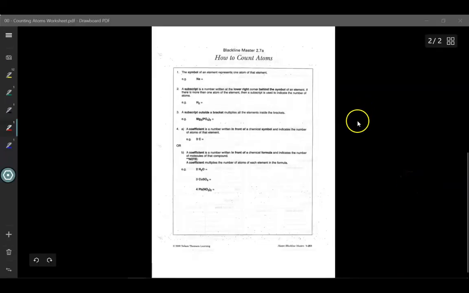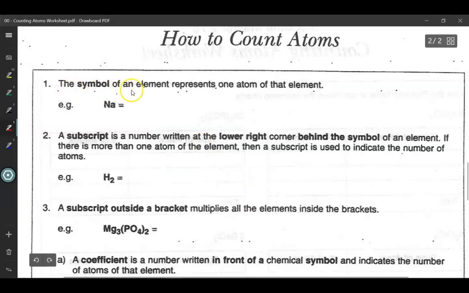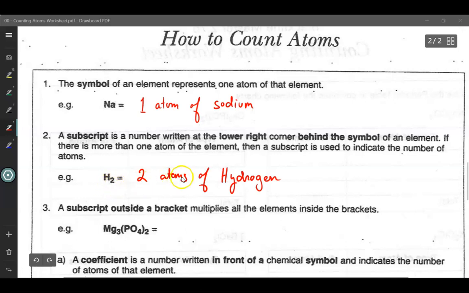So this should be a review from grade 9, how to count atoms. Let's briefly review over some of the rules you would have learned. First, the symbol of an element represents one atom of the element. So there's no need to put a 1 there. This is automatically assumed to be one atom of sodium. On the other hand, a subscript is a number written in the lower right-hand corner behind the symbol of an element. If there's more than one atom of the element, then a subscript is used to indicate the number of atoms present. So here we have 2 atoms of hydrogen.